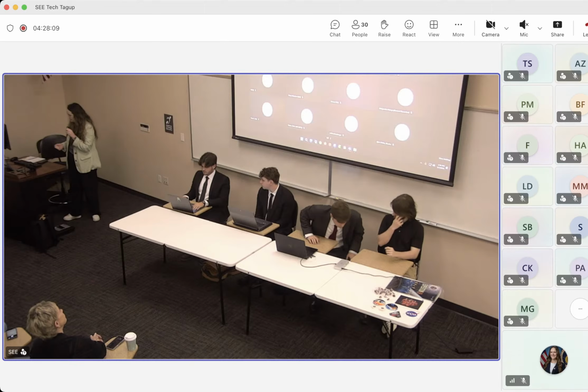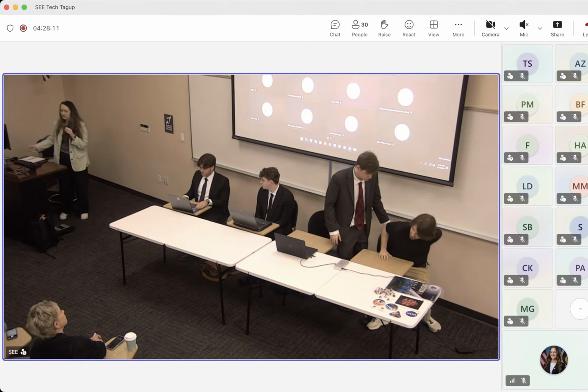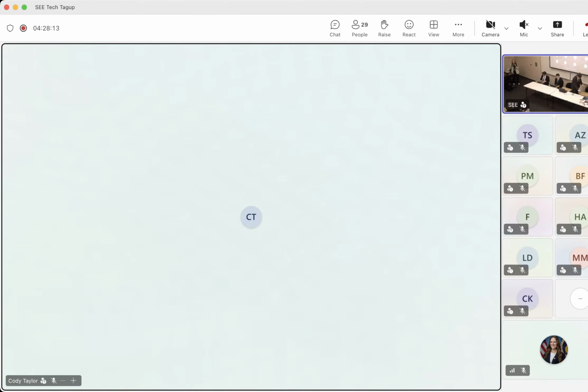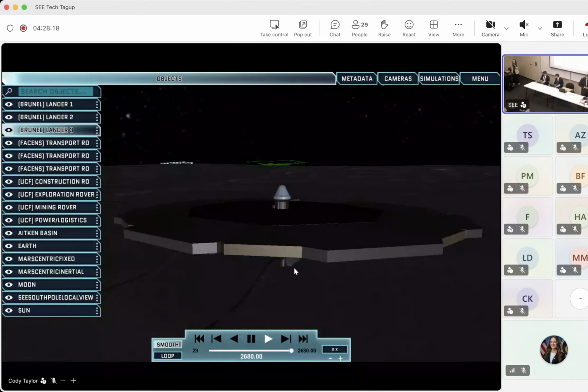So our first teams, we have a few teams that are doing interactions together. That means their simulations are directly talking with each other, and they work together on this across time zones, across the world. So these teams will be Brunel team from London, the Fastens team from Brazil, UCF infrastructure team from Orlando, and the UCF rover team also from Orlando. So go ahead and take it away, guys.